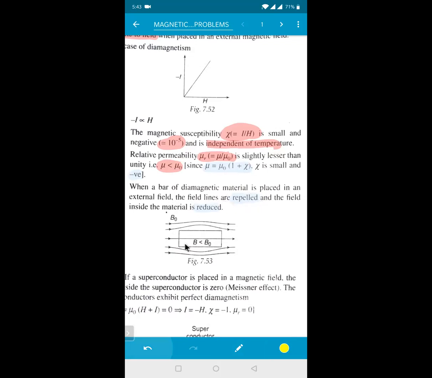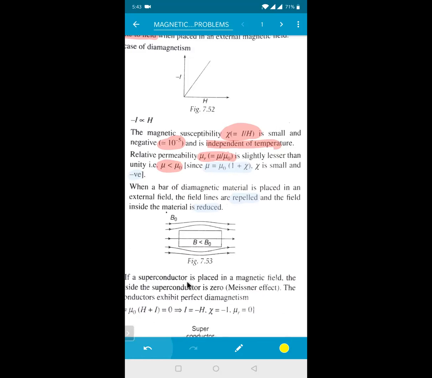And when the field lines are getting repelled, what is happening to the magnetic field of that one? For repelling, it will be using its own energy. So what is happening to its energy? Its energy will be decreasing. So its energy is decreasing, its magnetic field is also decreasing. Is it clear? Yes, sir.